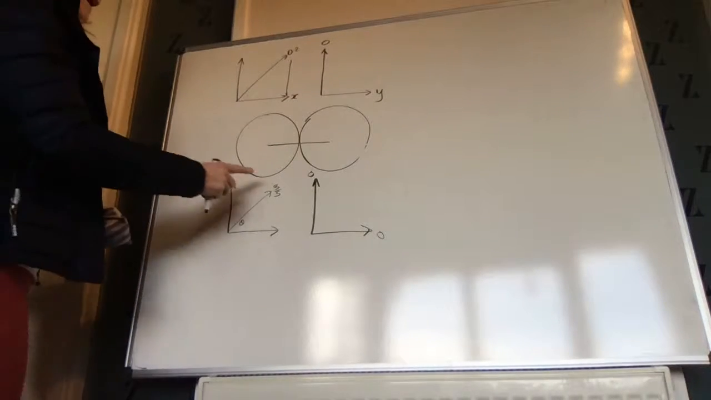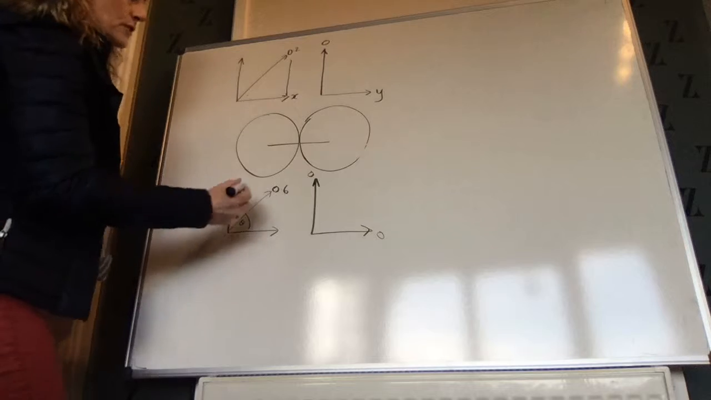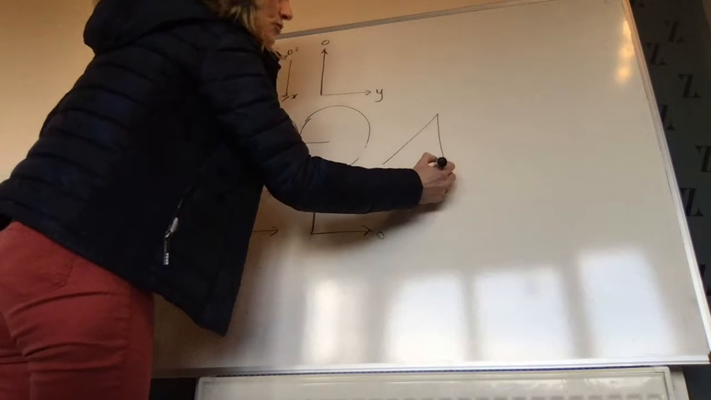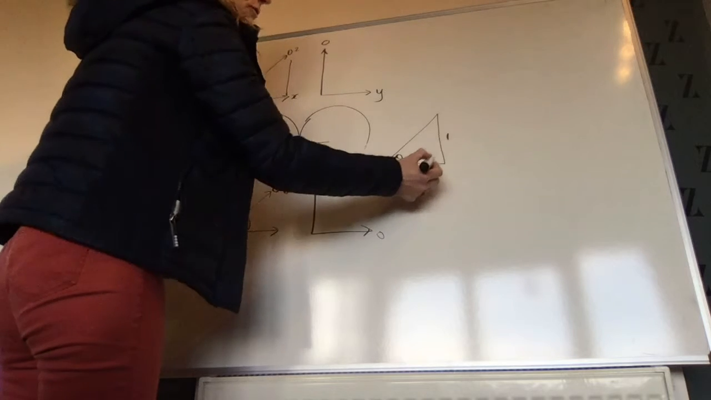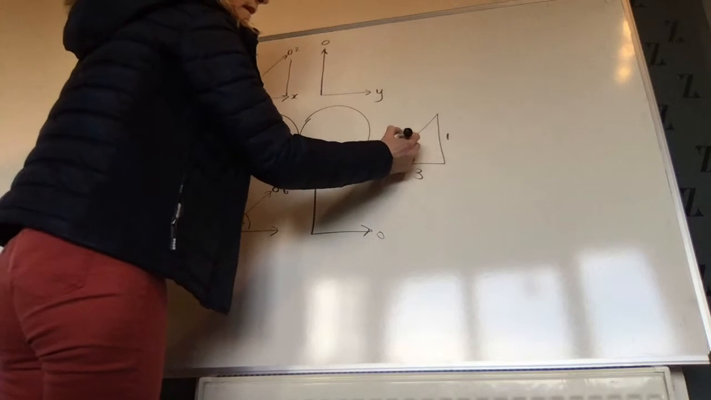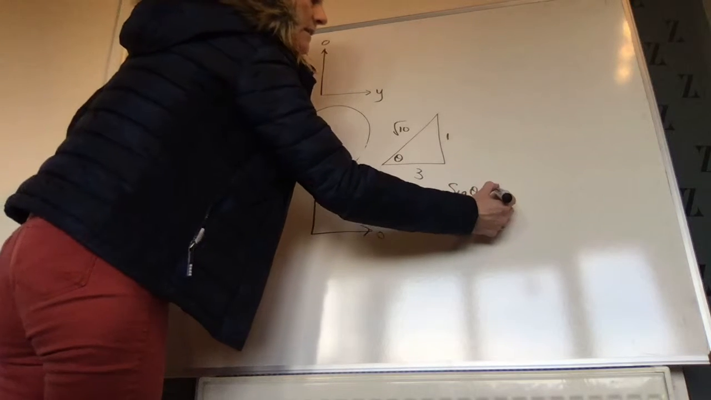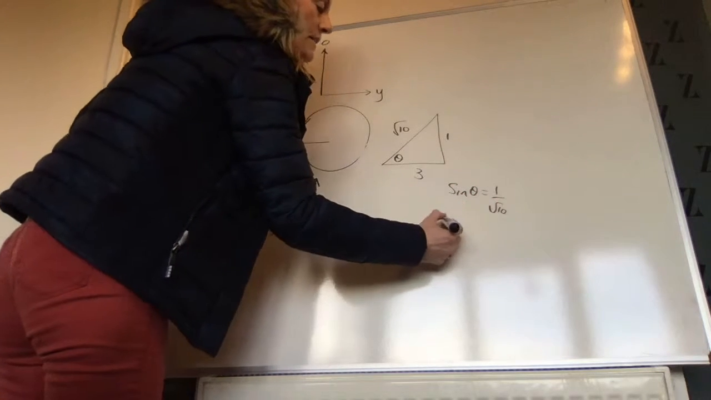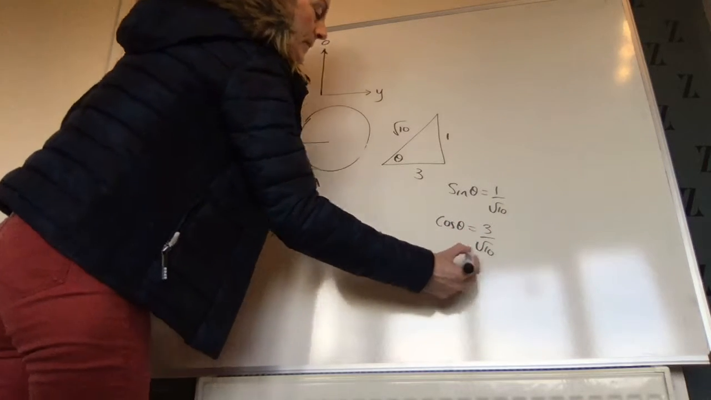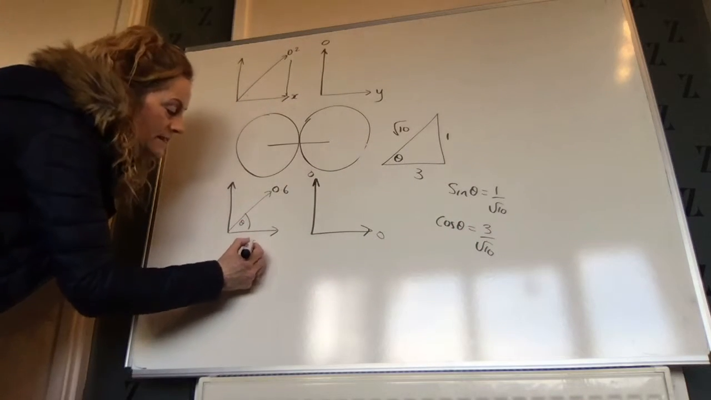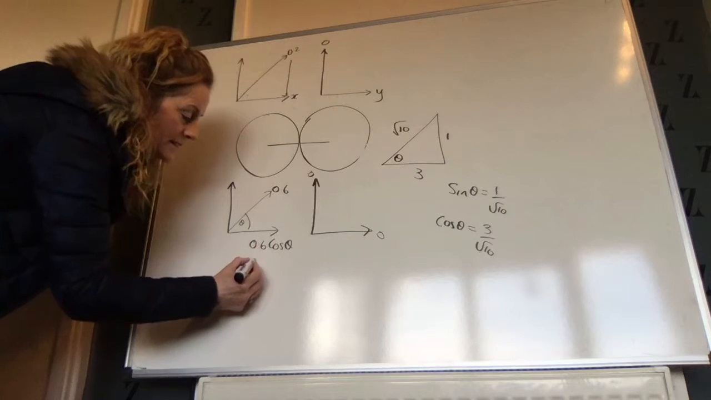Second part now, and this is 0.6. Okay, we now know that the tan of theta is 1 over 3. So we can draw the triangle 1, 3, and that makes that root 10. That gives us a sine of theta that is 1 over root 10 and a cosine of theta that is 3 over root 10.